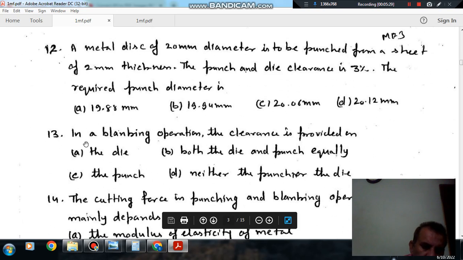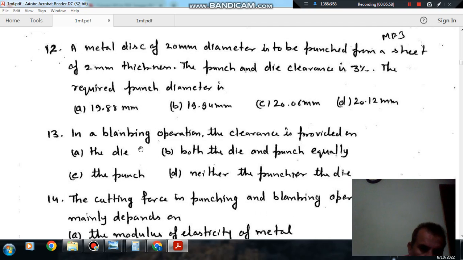Next, question number 13. In a blanking operation, the clearance is provided on option A die, option B both on die and punch equally, option C punch, option D neither punch nor die. In blanking, the die size remains same and the clearance is provided on punch. So answer is punch. Remember B: B means blanking, D means die.